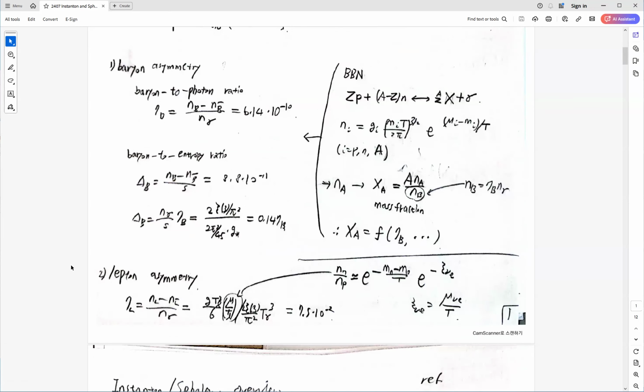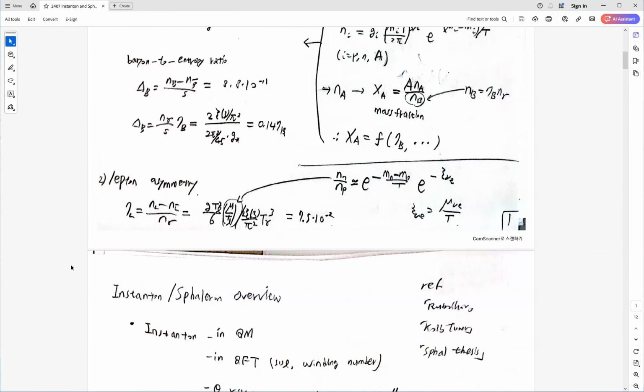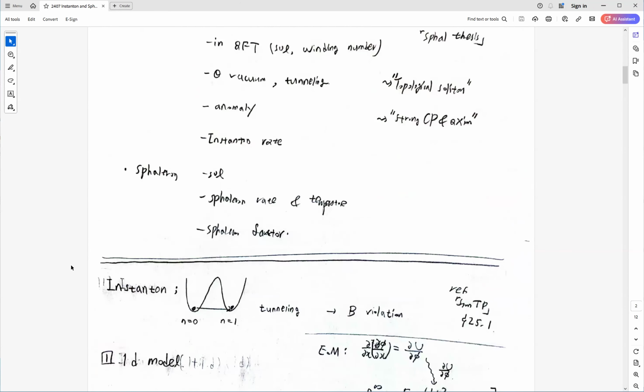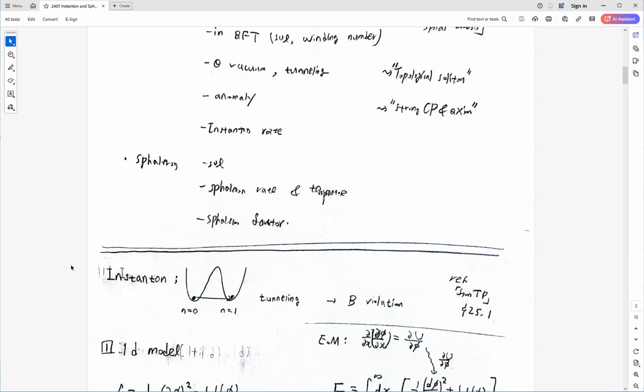So today, we focus on baryon number violation, B violation. How can we make such baryon number violation in the standard model or beyond the standard model? Before that, we will focus on the topological soliton, because one way to make the baryon number violation is the instanton.